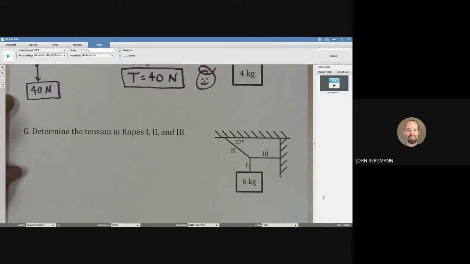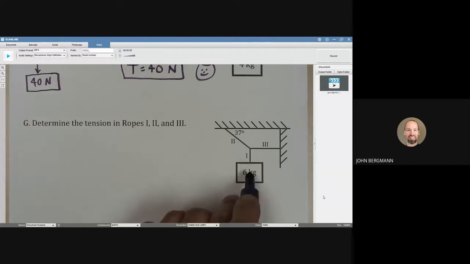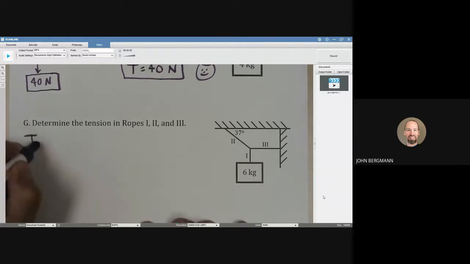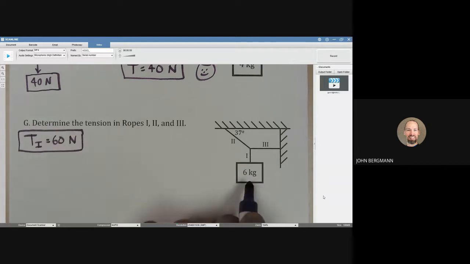Here we have another mass at rest, and we want to know the tension in all three ropes. Here again, we can easily find the tension in rope number 1. Tension in rope number 1 is going to be 60 newtons because it is negating the effect of the weight here, 6 times 10.